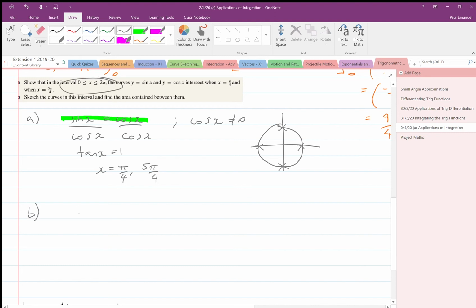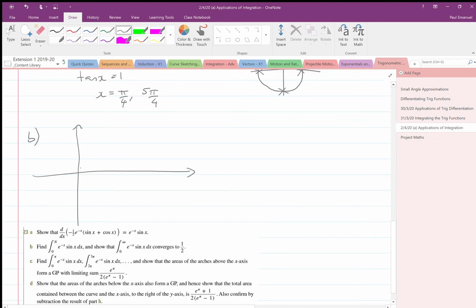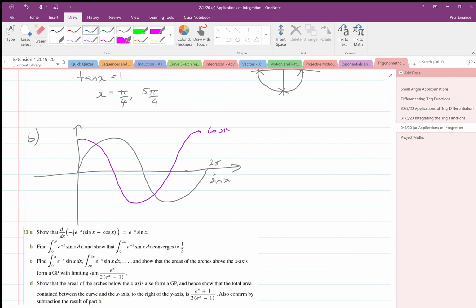Sketch them and find the area bounded by them. Easy peasy. So 0 to 2 pi, right? So here's sine. I don't know why I never draw my x-axis long enough. I always miss it. And cos. So here is the relevant area, and they meet at pi over 4 and at 5 pi over 4.